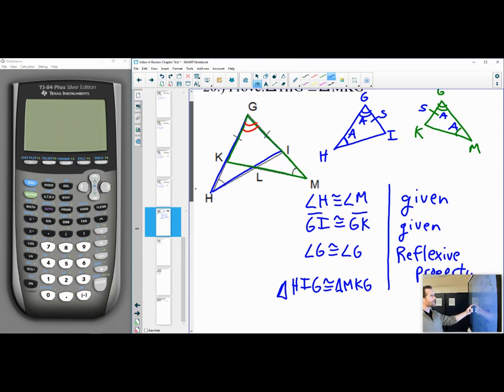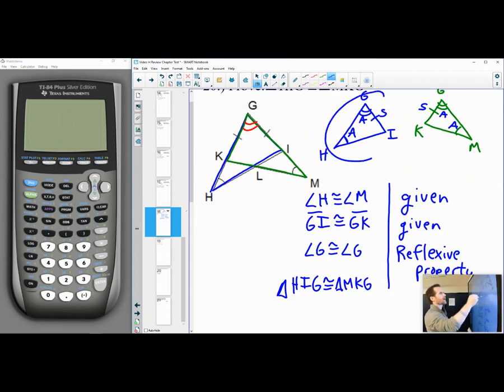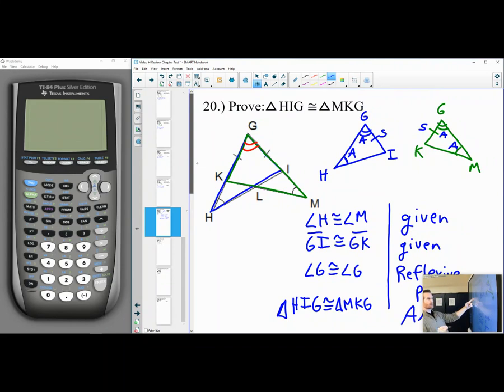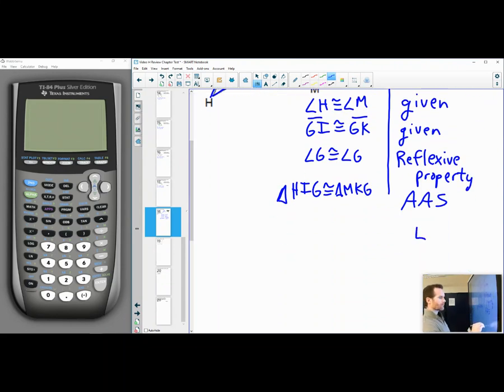Is it side, side, side, side, angle, side? What are we looking at? In this triangle, I see two angles with a side not in between them. That would be angle, angle, side. Do we see the same thing here? Yes. Two angles with the side not in between them. So we can say by angle, angle, side. I'm going to double check that one more time before I end this one. Angle, angle, side, angle, angle, side. Excellent. And this proof is finished. Next one.